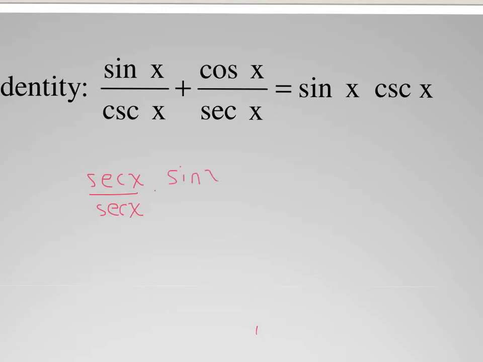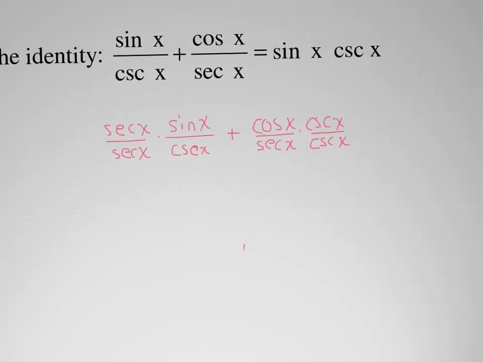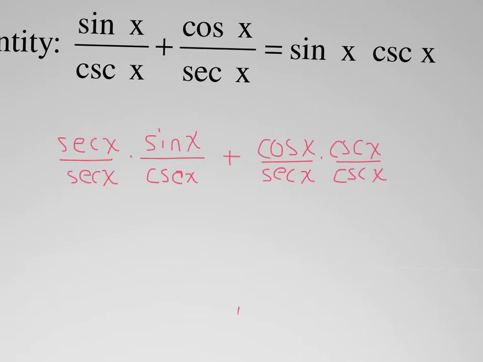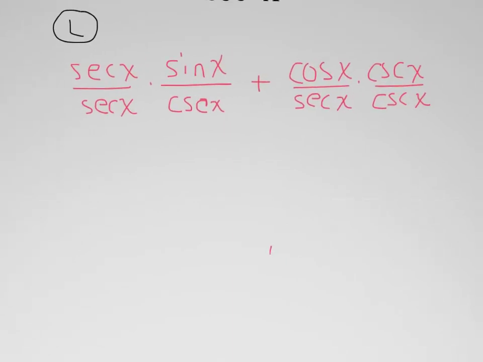And here we have sine over cosecant plus cosine of x over secant of x, which is going to be multiplied by cosecant over cosecant. Again, I'm working on the left side, so I'll put an L for left side so that you know. Okay, so now I'm going to combine these fractions.